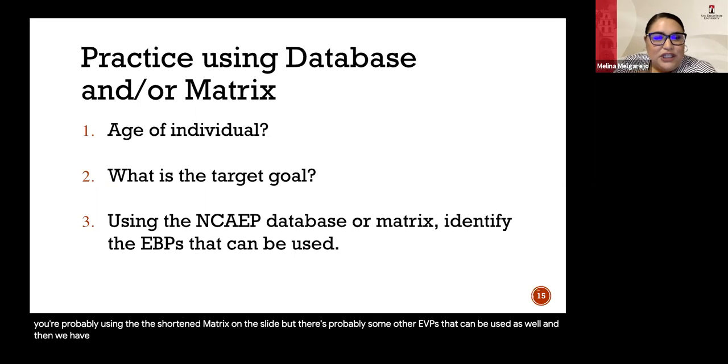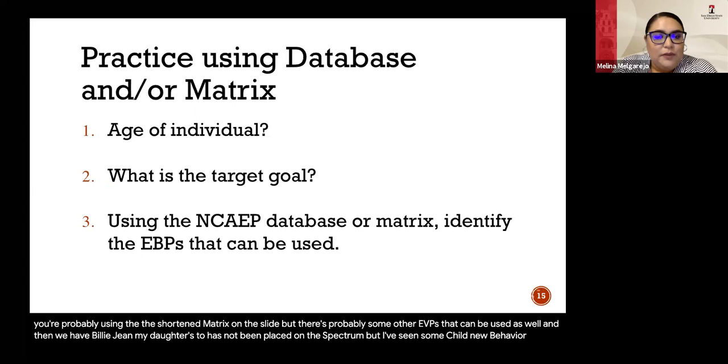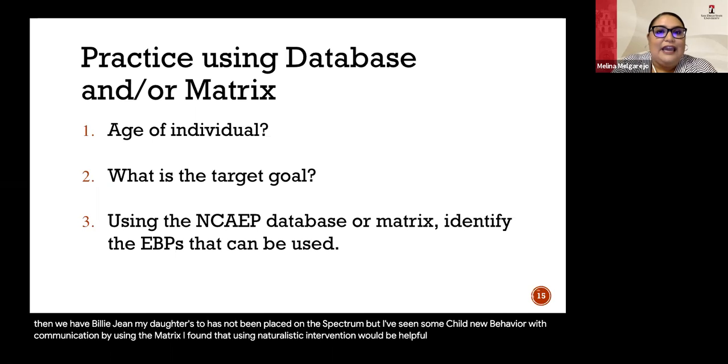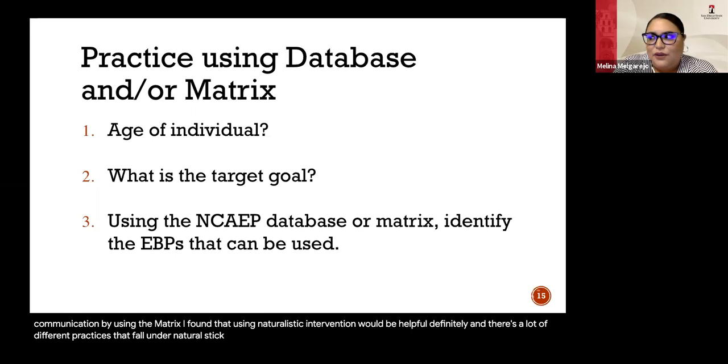And then we have Billie Jean. My daughter's 2, has not been placed on the spectrum, but I've seen some challenging behavior with communication. By using the matrix, I found that using naturalistic intervention would be helpful. Definitely. And there's a lot of different practices that fall under naturalistic intervention. And I would say those are probably often used in ABA services as well.